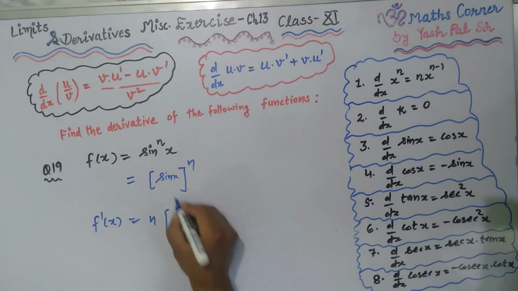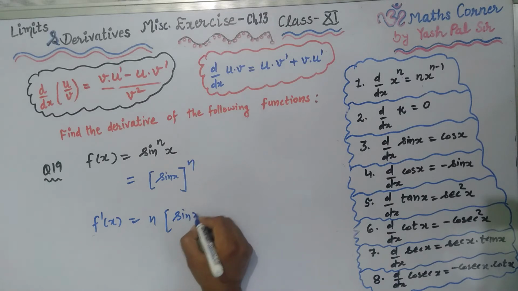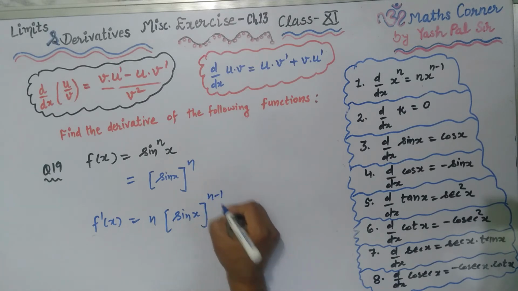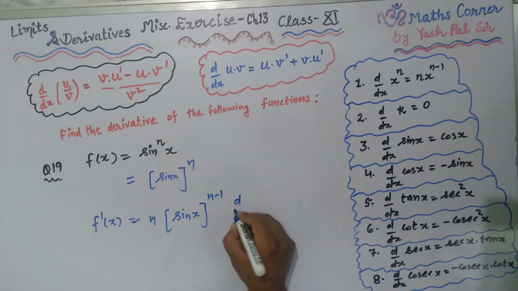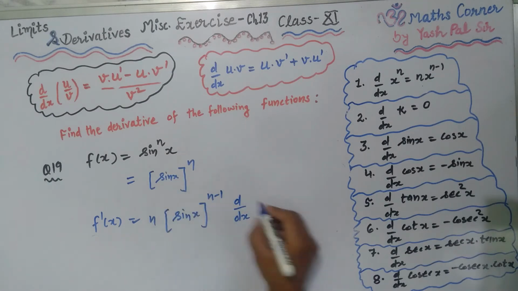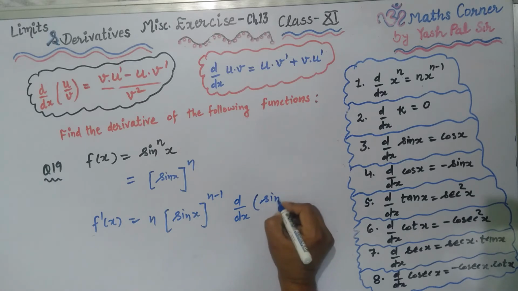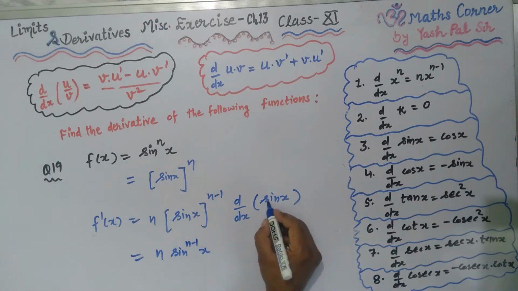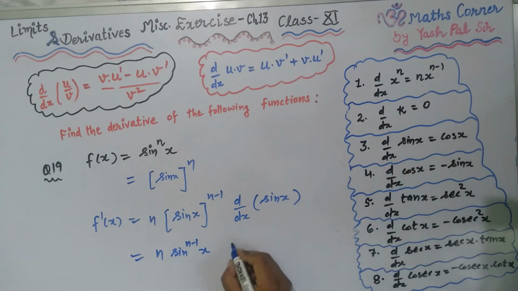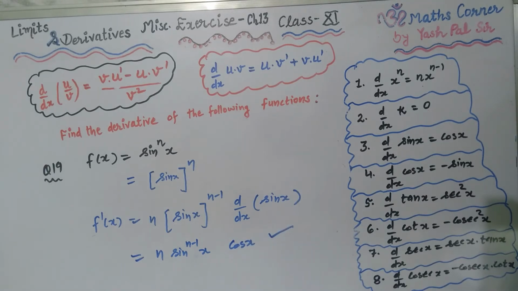n into sin x whole raised to power n minus 1. So this was supposed x. So chain rule says we differentiate this once again. Sin x, its derivative. So what happens now? n into sin x, power n minus 1 of x, and sin x derivative is cos x. So this is the answer to this question.